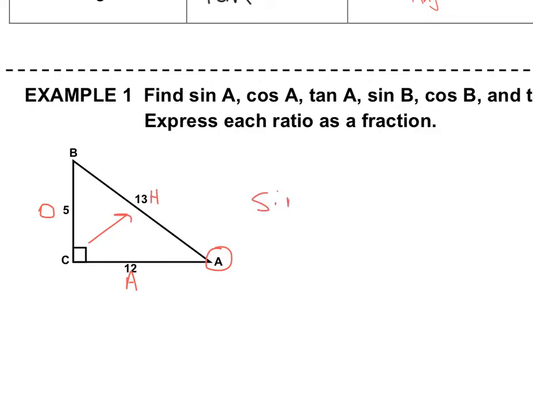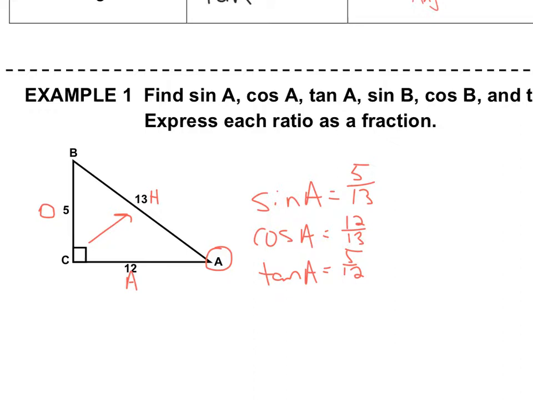So I'm going to find sine of A, with A being my angle. Well, sine is opposite over hypotenuse. The opposite side is 5. The hypotenuse is 13. Cosine of A. Cosine is adjacent over hypotenuse, which would be 12 over 13. Then we have tangent of A, which is our opposite over adjacent. That's going to be 5 over 12.